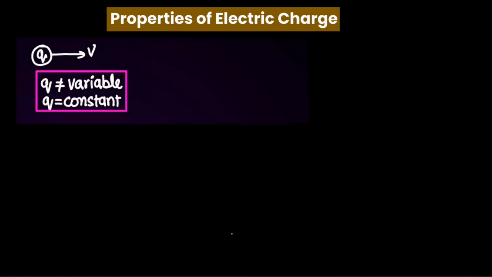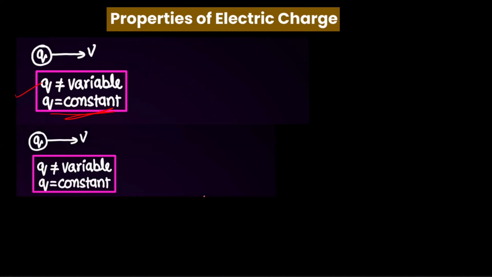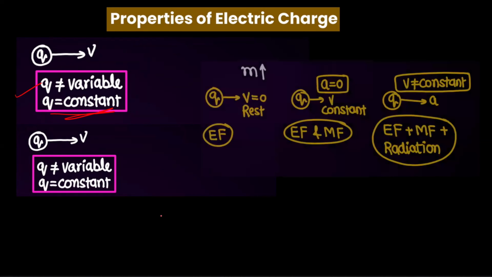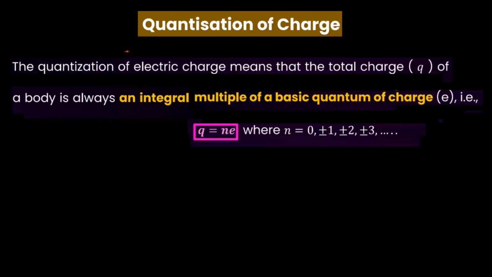Next, if charge moves, it is constant, unlike mass. So Q is not variable; it is constant. But in case of mass, which is variable, if the velocity of mass is comparable to the velocity of light, then it increases. If the charge is at rest, then it creates only electric field. If charge is moving with constant velocity, meaning acceleration is 0, then it creates both electric field as well as magnetic field. And if the charge is accelerated, meaning v is not constant, then it creates electric field, magnetic field as well as radiation.